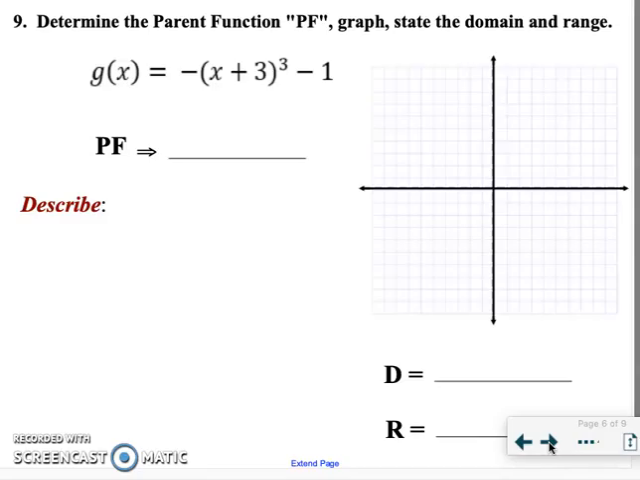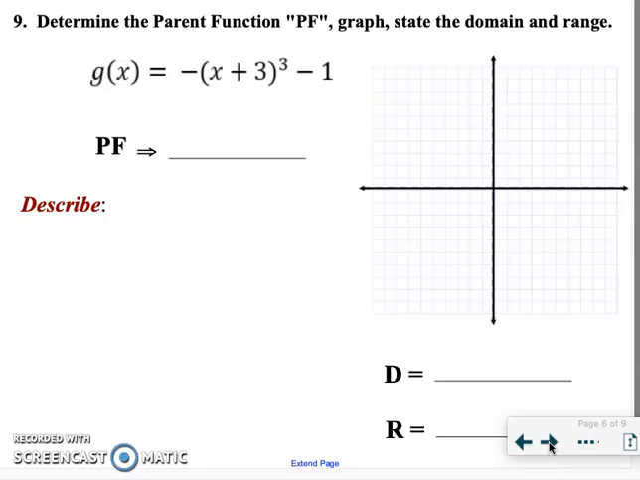And the only other stuff that we need to be prepared for on this quiz, I'm talking now about the backside of the quiz, is going to be a put-together of what we did in class today mixed with bits and pieces of what we've done in past reviews. Number 9 says that we want to determine the parent function, PF for short, graph it, and then state the domain and range.